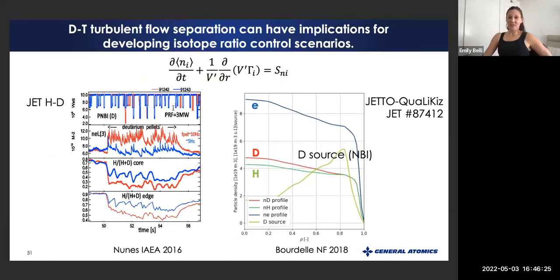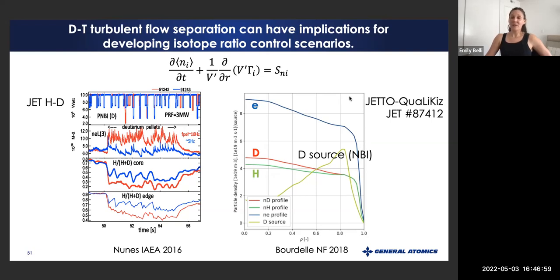So what is the meaning of these results? Well, the importance of these results is the implications for developing practical solutions for DT isotope ratio control scenarios. So like with the energy flux, here we have considered only a local gyrokinetic analysis. And to assess the impact on the global particle confinement, a full transport analysis would be needed to evolve the global density profiles by balancing the particle fluxes from turbulence and neoclassical transport with the particle sources, for example, including the fueling from NBI heating sources.